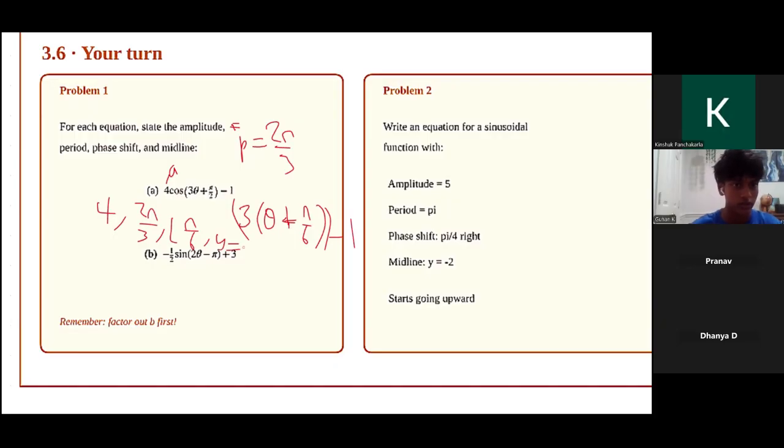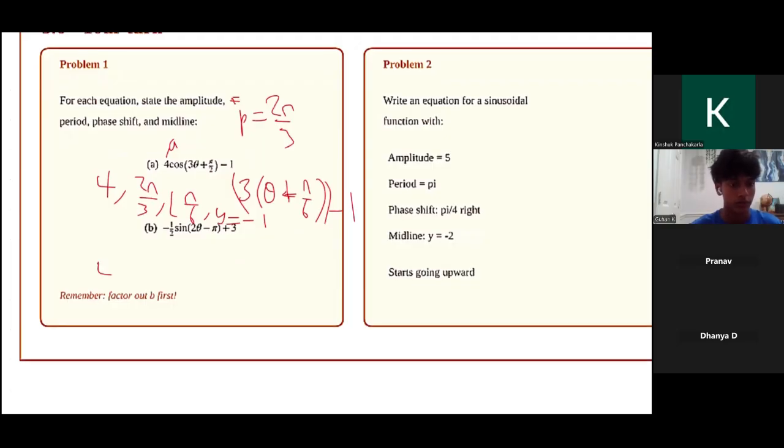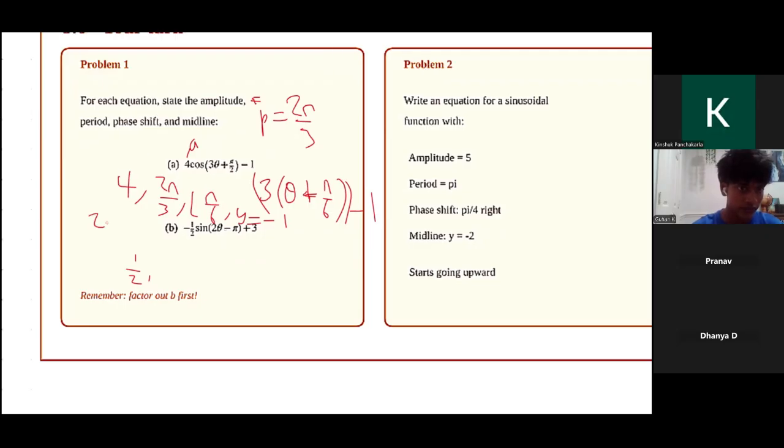For the second one, amplitude equals 1/2. Our a value is -1/2, but note that the amplitude still stays positive because amplitude can't be negative. It's just a distance from the midline to the maximums and minimums. And we factor out the 2 from here, so it becomes 2 theta minus pi over 2. So therefore, our period, which is 2 pi over b, which is 2 pi over 2, is going to be pi. Our shift is going to be right pi over 2 units. And then our midline is going to be our d value, which is 3. So y equals 3.